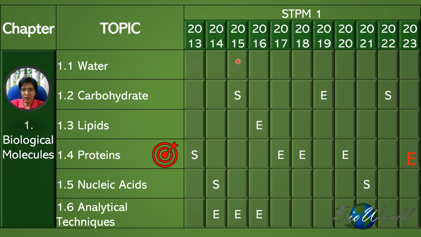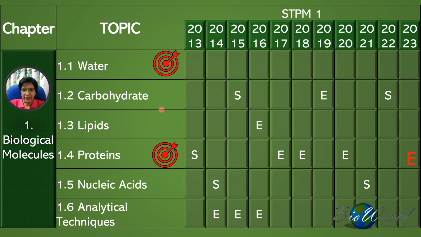Then we look at other subtopics. For example, if we look at water, water has never been tested. We can interpret this in two ways. One, that no need to study water because it's so unimportant. Or they may just decide, because they've not tested in a long time, they may choose to test on water. So it's best to learn a little bit on the chemical and physical factors of water.